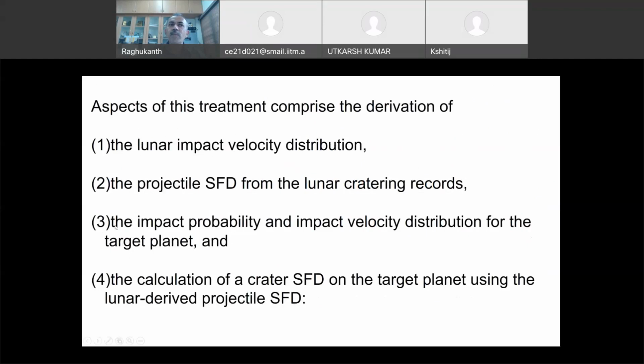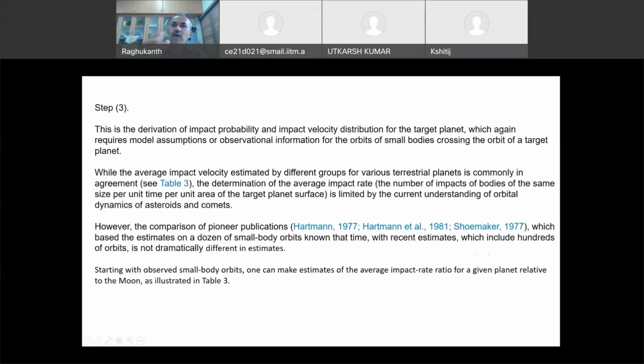Now the next thing is the impact probability of the target planet. Let us say I want to find out for Mars. So impact probability and impact velocity depend on the orbits of small bodies. I told you Mars will have maybe more impact rate, and you have to calculate all those things. The average impact velocity is already known. I showed you those graphs, the histograms people have already estimated. Then the average impact rate: here you have to understand the orbital dynamics.